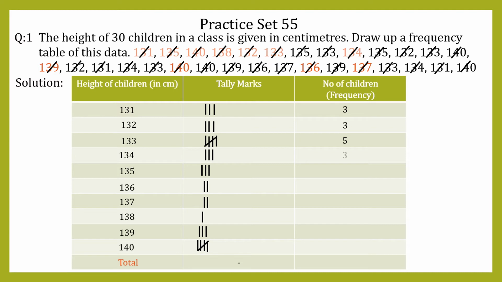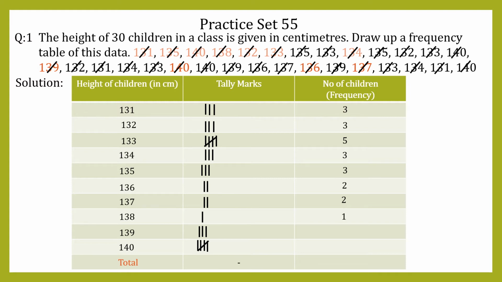For 132, it's 3. For 133, we can see a group of 5 tally marks. So this one group corresponds to 5 tally marks. So frequency will be 5. So for 134, frequency is 3. 135, frequency is 3. For 136, we can see 2 tally marks. So frequency will be 2.